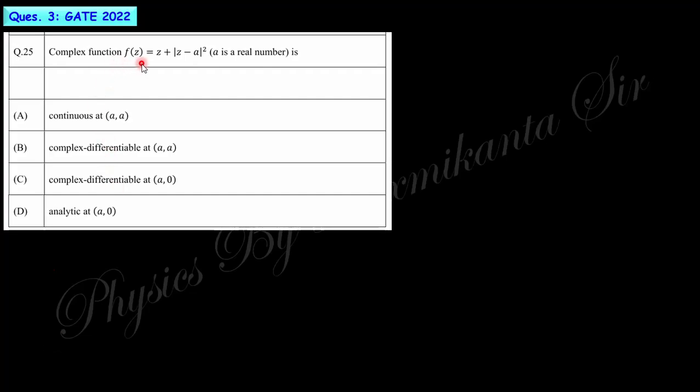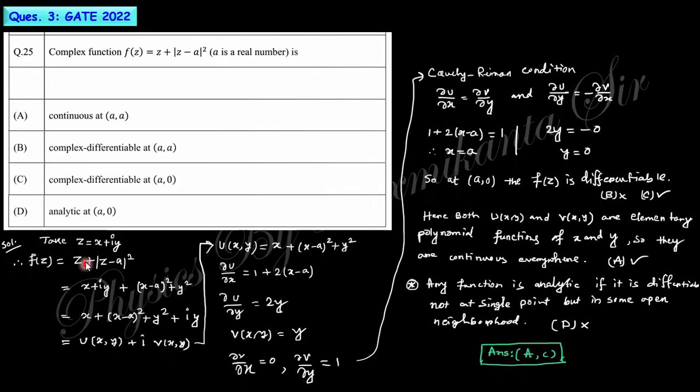Next, the complex function f of z equals z plus mod z minus a square. If you put z equals x plus iota y, then this will be x minus a square plus y square. So this is the real part u of x, y and this is the imaginary part v of x, y. For u of x, y, the partial derivative with respect to x and with respect to y equals this, and the corresponding v equals y. So the partial derivative with respect to x is 0, and with respect to y is 1.